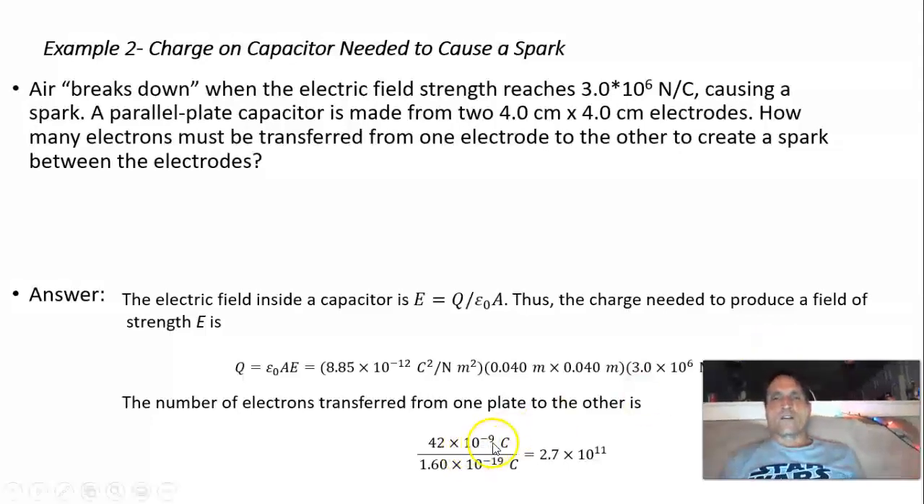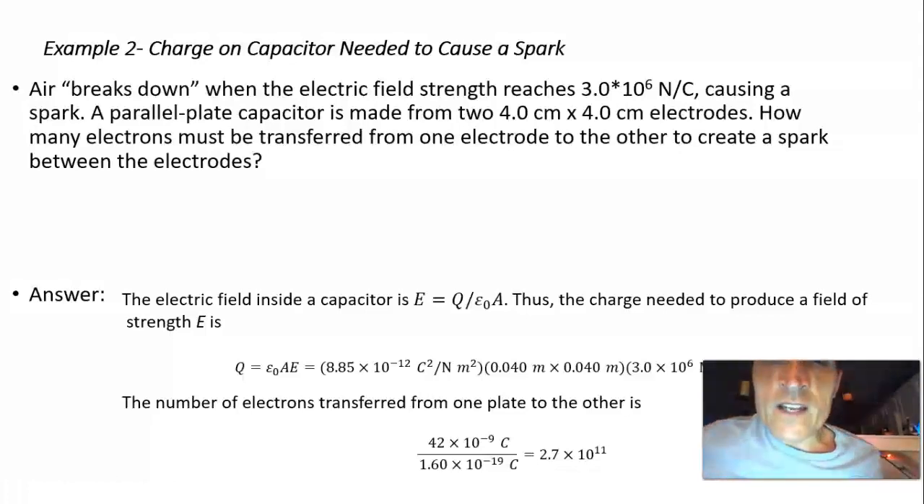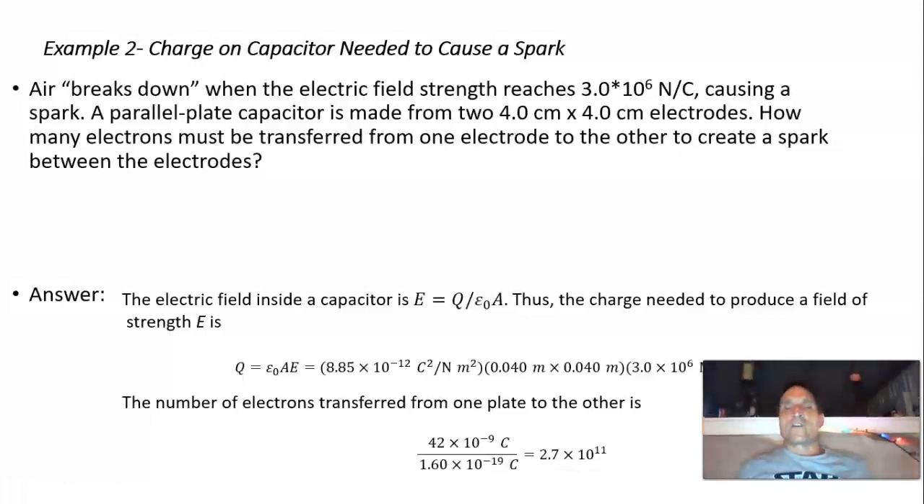If we know the total charge that must be transferred, and we know that each electron is 1.6 times 10 to the negative 19 coulombs, we can divide the charge by the charge per electron, and we get that we must transfer 2.7 times 10 to the 11 electrons, or 270 billion electrons, from one plate to the other to produce a strong enough field to cause a spark. And so this is another example of a parallel plate capacitor formula.